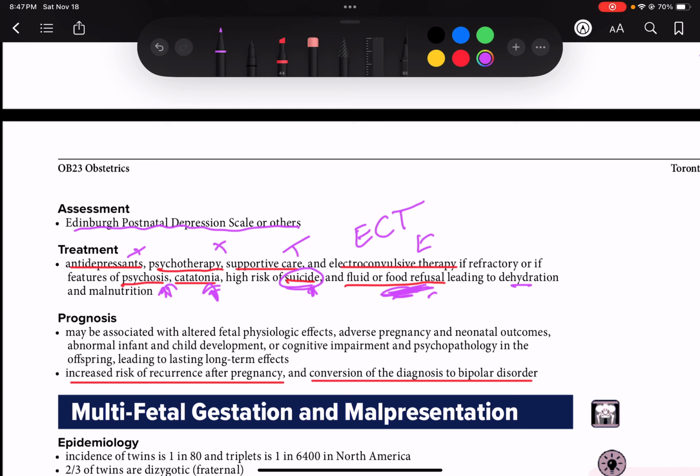And how is the prognosis? Increased risk of recurrence after pregnancy too. So if it is happening during antenatal, there is increased risk of recurrence, and there's increased risk of conversion of that diagnosis to bipolar disorder. It's not just going to stay till pregnancy, it can be converted to bipolar disorder too.